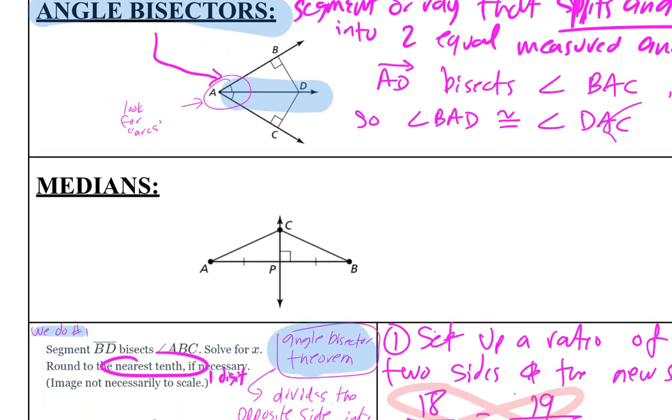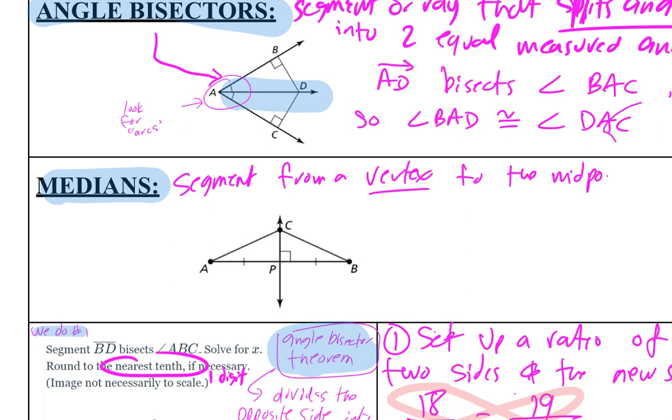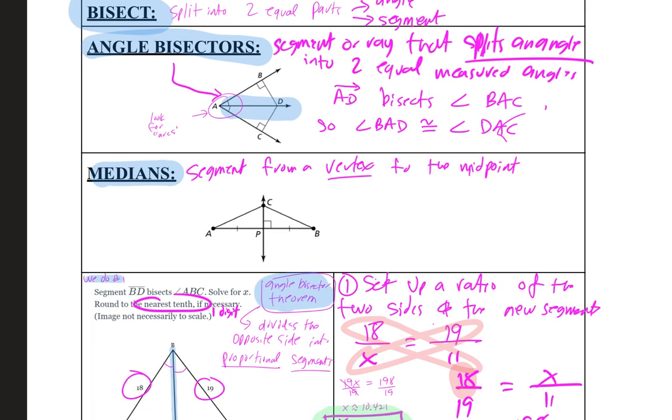Next we're going to talk about median. Let's go ahead and highlight this one with the blue, median. A median is a segment from a vertex to the midpoint of the opposite side. So if we look at it right over here, we said it goes from the vertex to the midpoint of the opposite side. So that's a vertex, right?